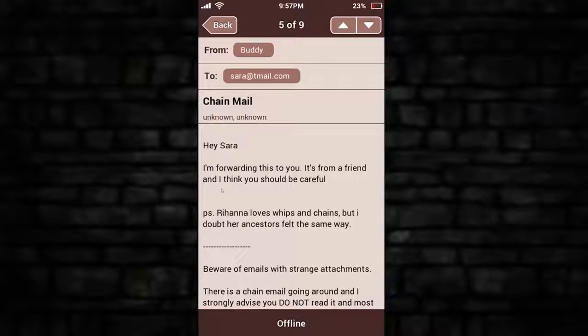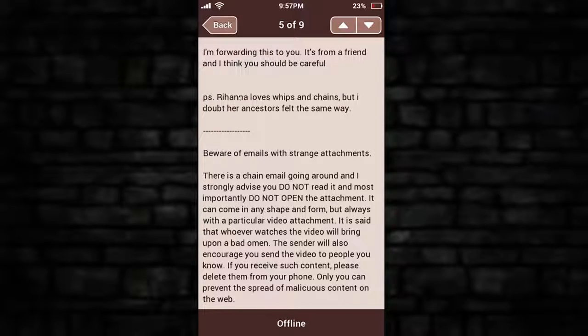Hey Sara, I'm forwarding this to you. It's from a friend and I think you should be careful. The portion of the message he's forwarding reads as follows. Beware of emails with strange attachments. There's a chain email going around and I strongly advise you do not read it and most importantly do not open the attachment. It can come in any shape and form, but always with a particular video attachment. It is said that whoever watches the video will bring upon a bad omen. The sender will also encourage you to send the video to people you know. If you receive such content, please delete them from your phone. Only you can prevent the spread of malicious content on the web.